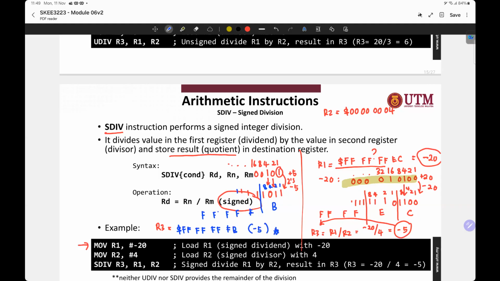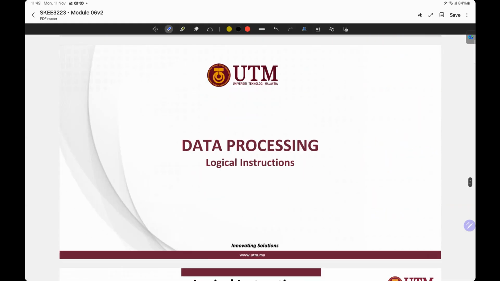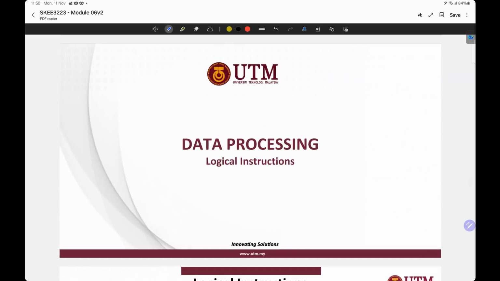Right? So any questions up until here? No, that's it. Okay, if no question, then we move on to the logical instructions. We already looked at the arithmetic instructions. You already learned about additions, subtraction, multiplication, and just now we learned about division. Now we're going to look at the logical instructions.